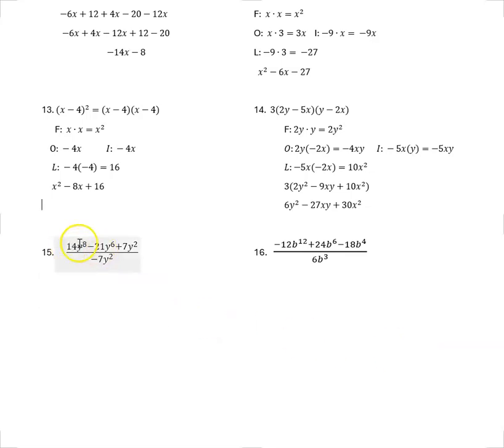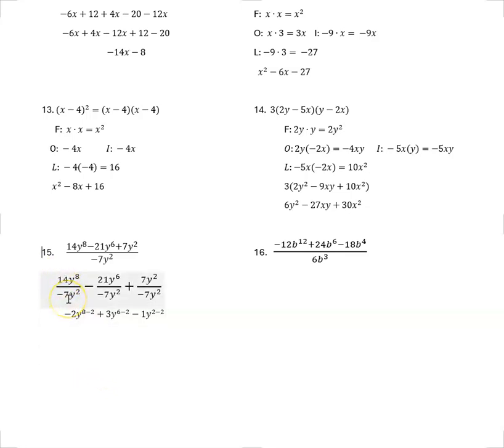So this problem right here is a division problem. What this says is that -7y squared has to be divided into each of these terms on the top separately. So if I write that separately, it looks like this. I have 14y squared over the denominator, negative 21y to the 6 over the denominator, and 7y squared over the denominator. Now, if I simplify each one of those, the fractions just work like fractions.